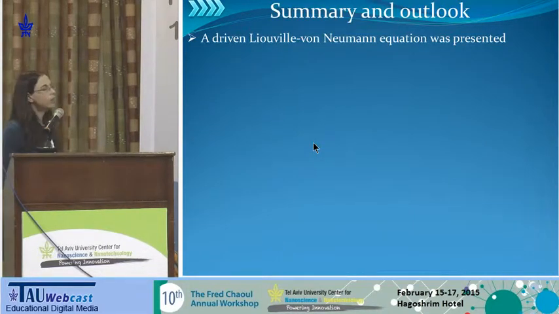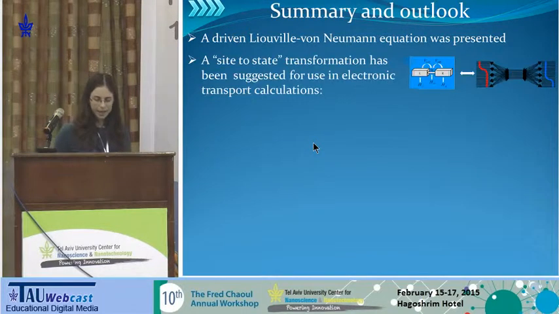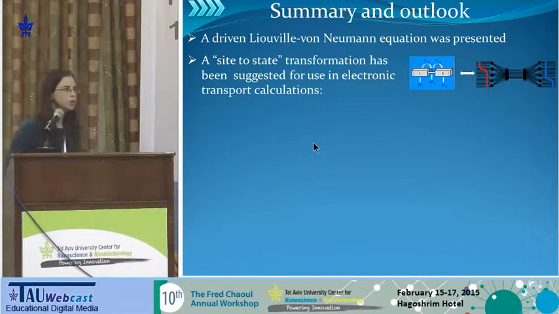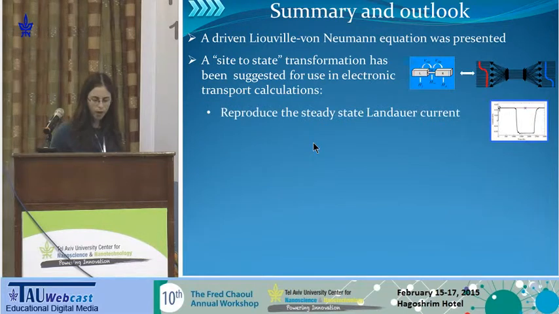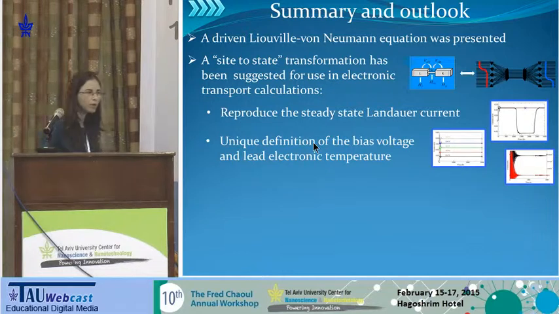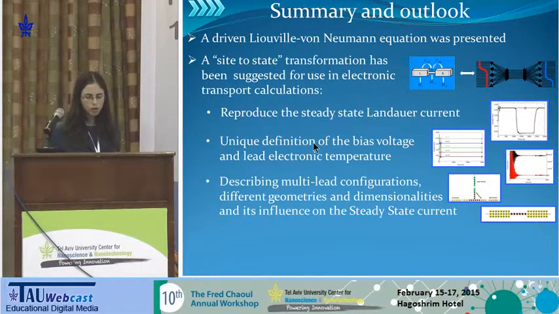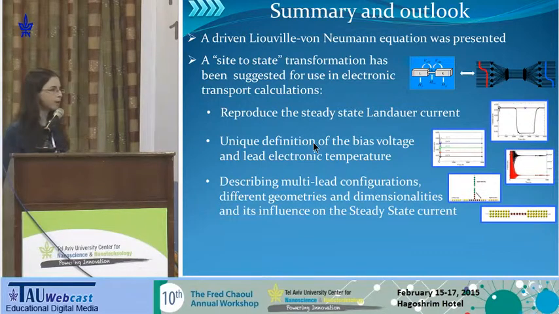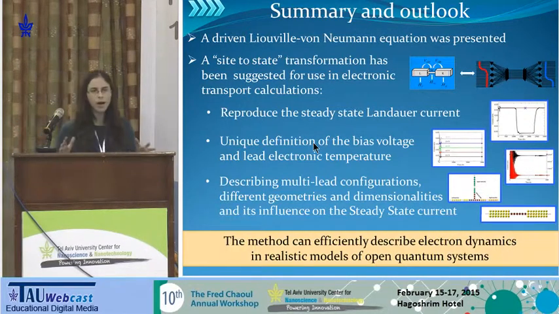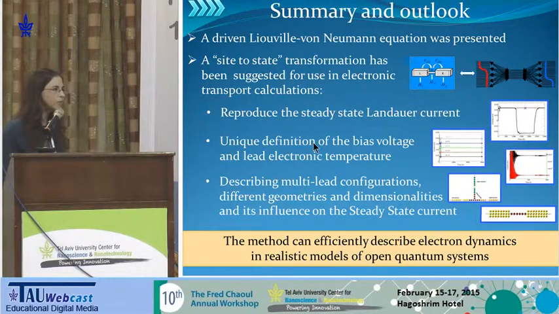To conclude, a driven Liouville-von Neumann equation was presented, and a site-to-state transformation has been suggested for use in electronic transport calculations. Using those two methods, we are now able to reproduce the steady-state Landauer current, to have a specific bias voltage and lead electronic temperature, to describe multi-lead configurations, different geometries, and dimensionalities, and to explore their influence on the time-dependent current. The take-home message is that now we have a method that efficiently describes electron dynamics in realistic models of open quantum systems.